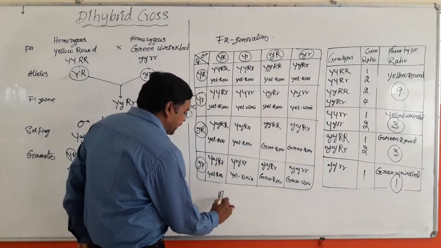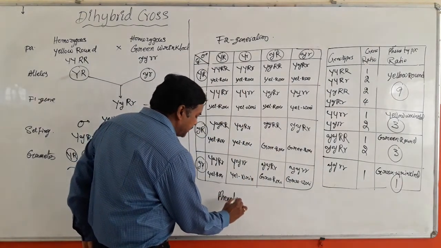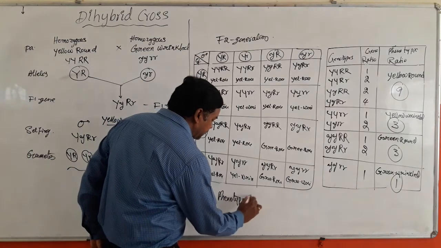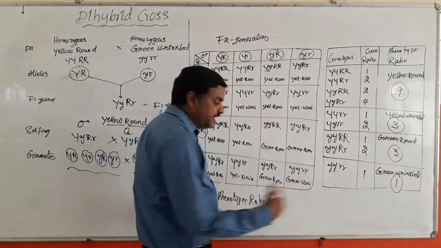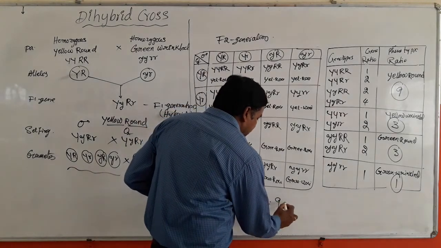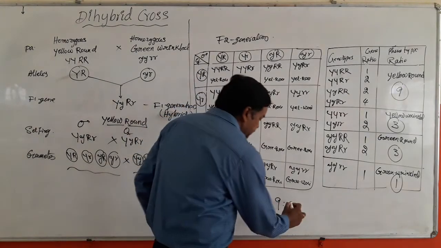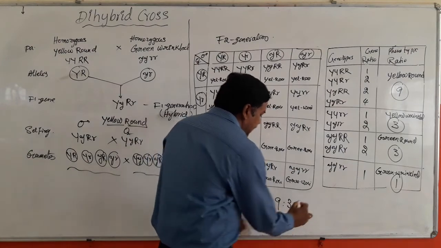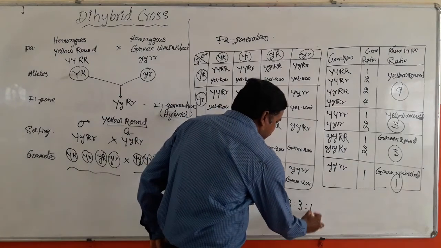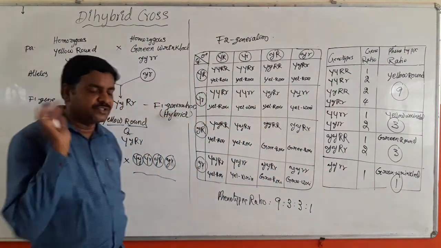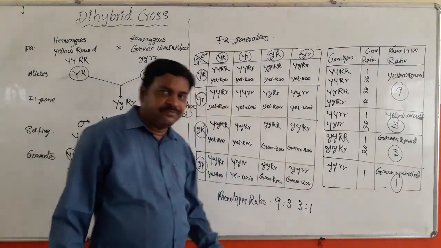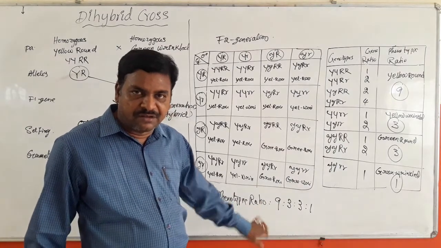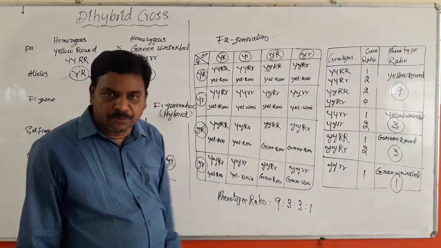Okay. So this is the genotypic ratio, and this is the phenotypic ratio. What is the phenotypic ratio of dihybrid cross in F2? That is 9 plants are yellow round, 3 plants are yellow wrinkled, 3 plants are green round, and only one plant is green wrinkled. So 9:3:3:1. This is the phenotypic ratio of dihybrid cross F2 progeny.